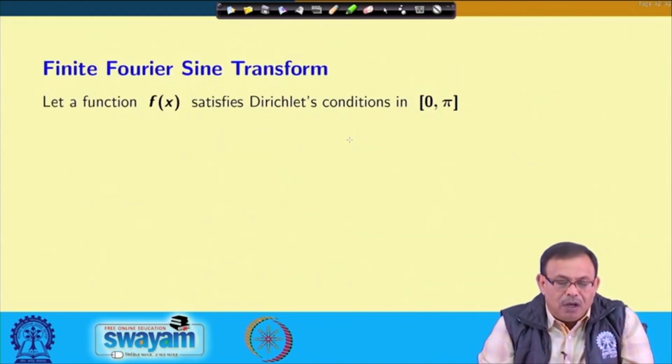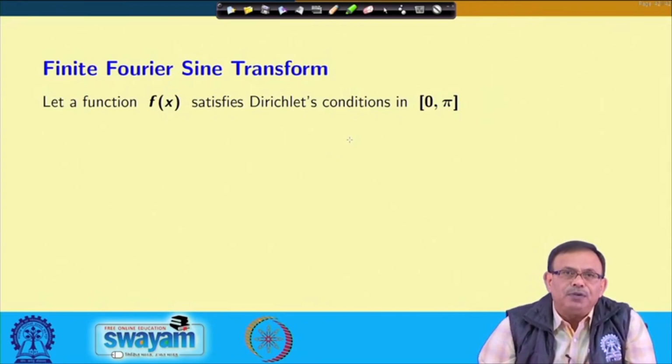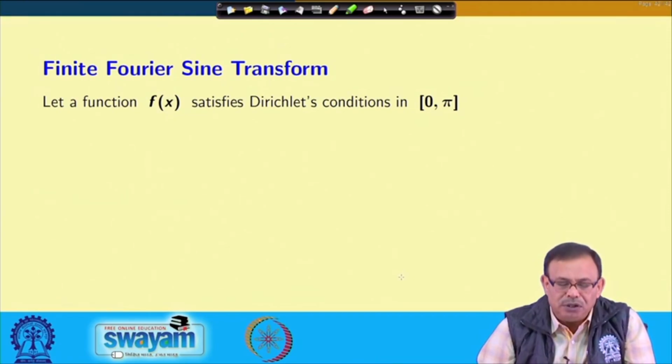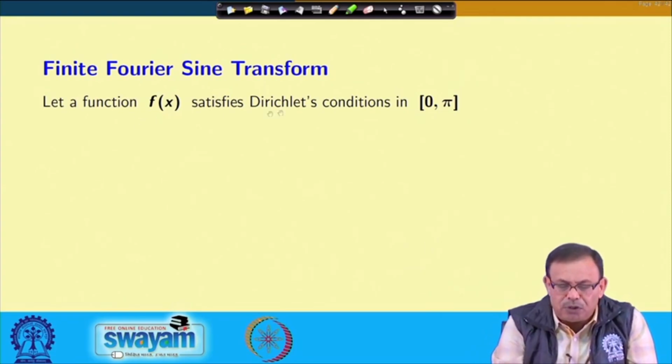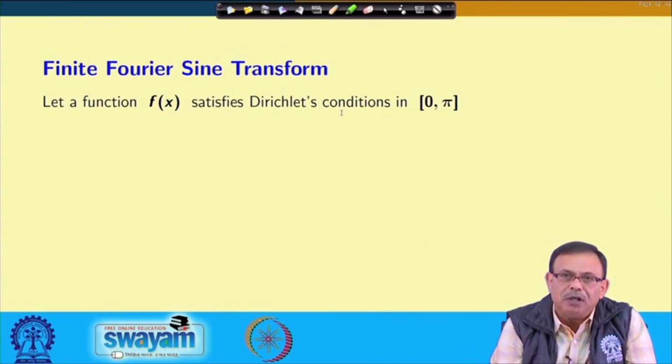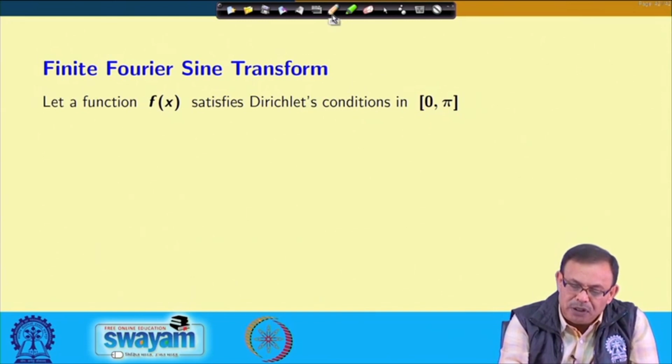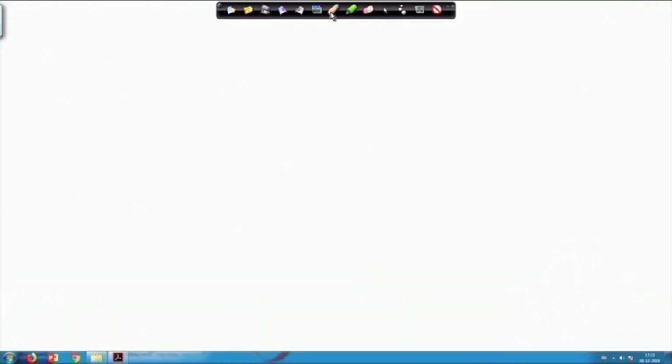So, now let us come to the finite Fourier sine transform. Let a function f x satisfy Dirichlet's condition in 0 to pi. Then please note this one, function f x satisfies Dirichlet's condition in 0 to pi. Whenever we have done the Fourier series, then we have defined this Dirichlet's condition. So, I am not stating here.